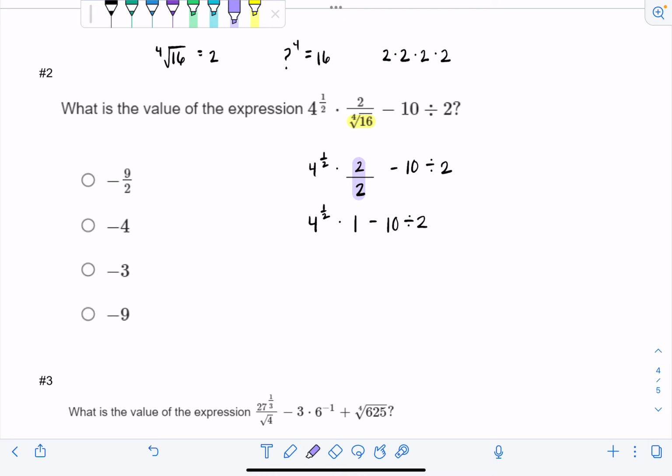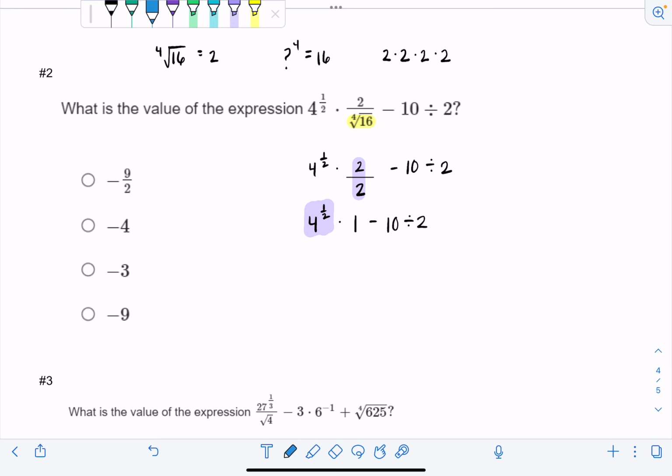So we don't have any more parentheses or grouping symbols, so our next step in order of operations would be exponents. And we have this 4 to the 1/2 power, and remember, if you're not really sure what to do with something like a fractional exponent or a radical, sometimes just changing the form of it can give you a fresh look.